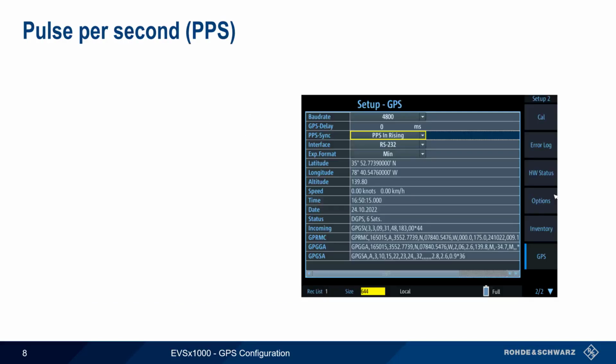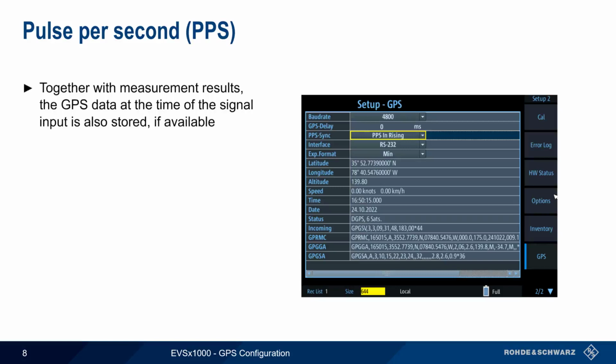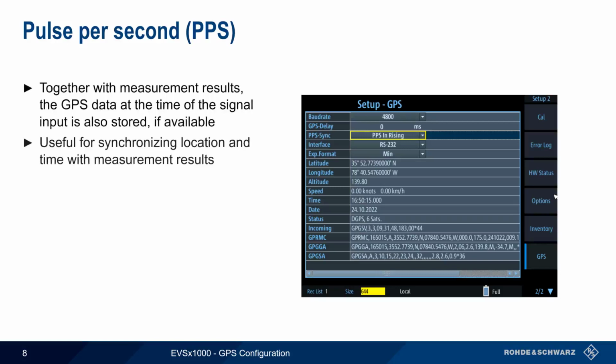If GPS data is available, it's stored together with measurement results. This allows us to correlate measurement results with certain geographic locations or along certain paths.